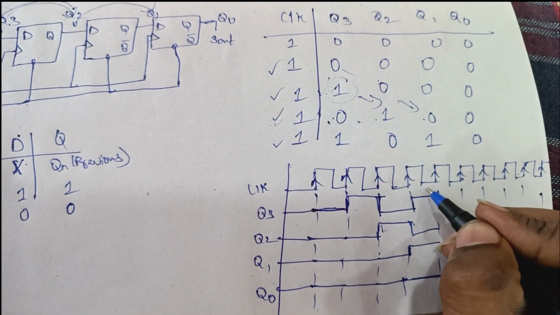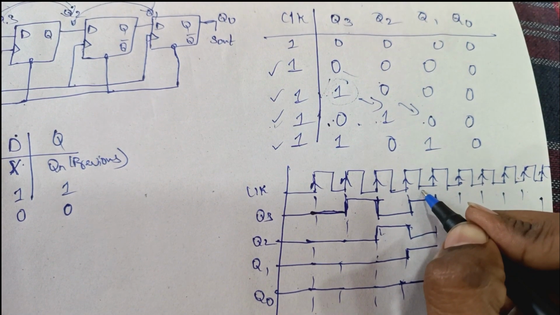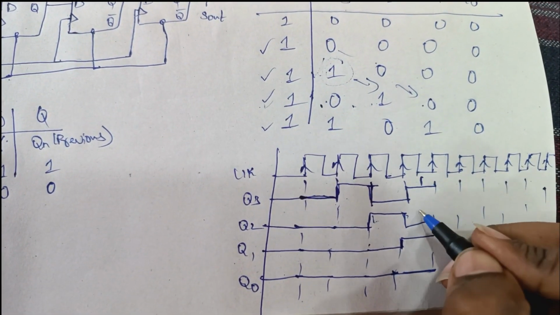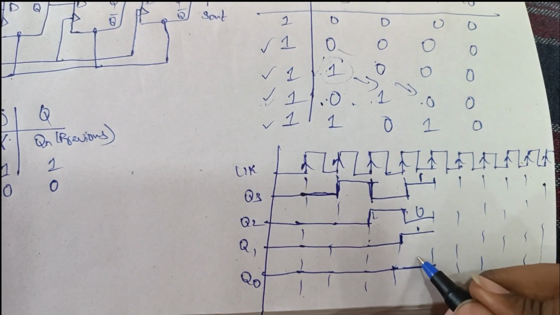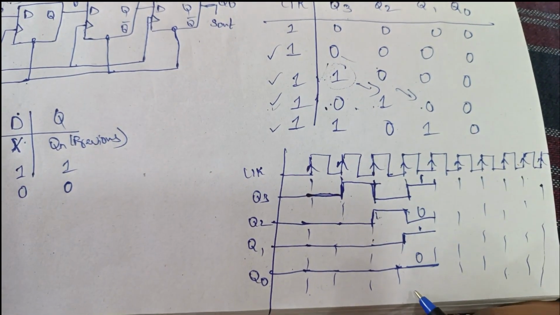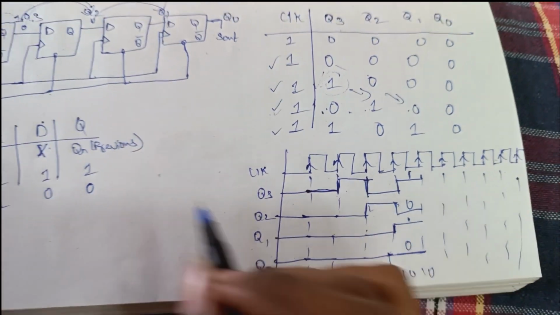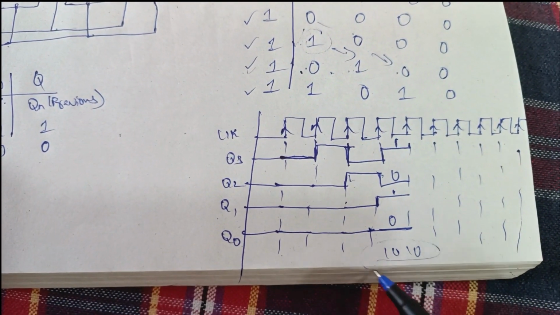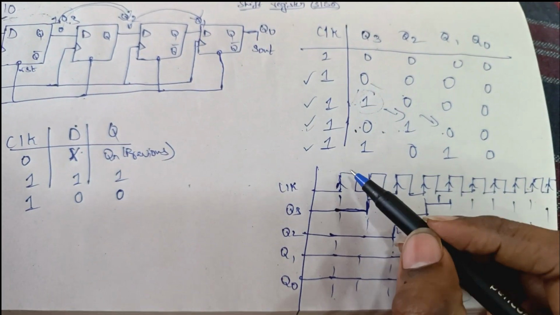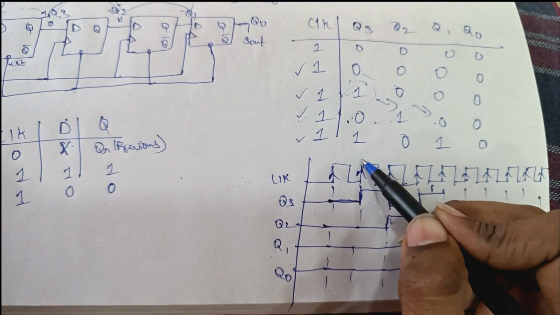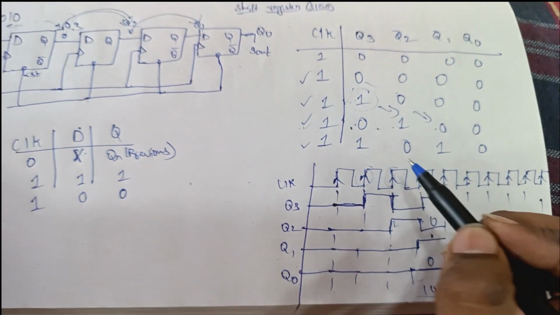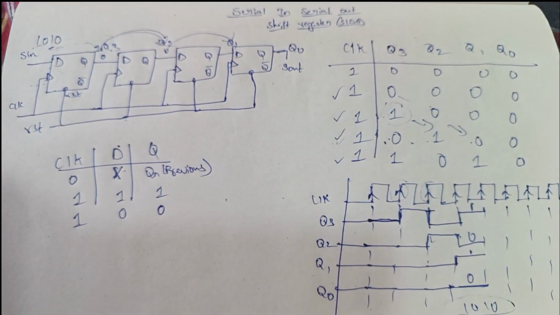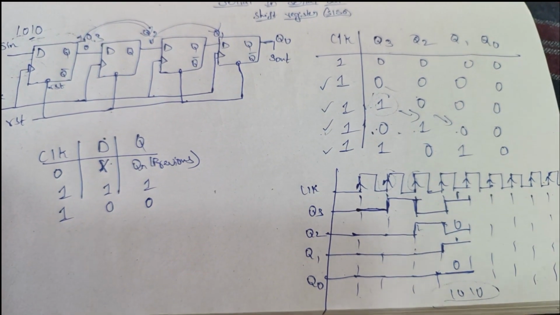Here you can observe that we get 1 0 1 0. The input we gave is 1 0 1 0 and we are getting the output as 1 0 1 0. You can observe that the signal only responds on the positive edge cycles because we have taken a positive edge. So in this way the serial in serial out shift register works.